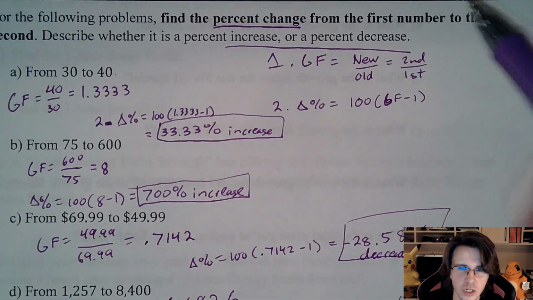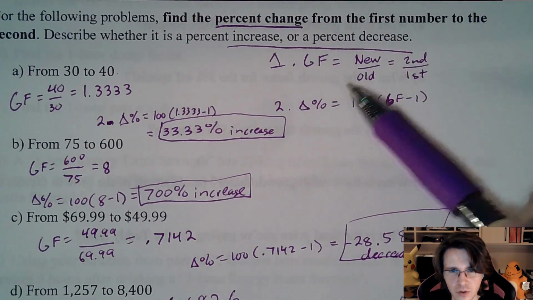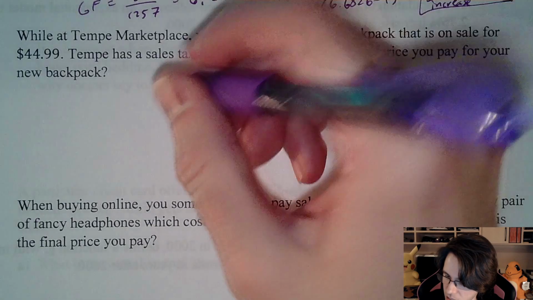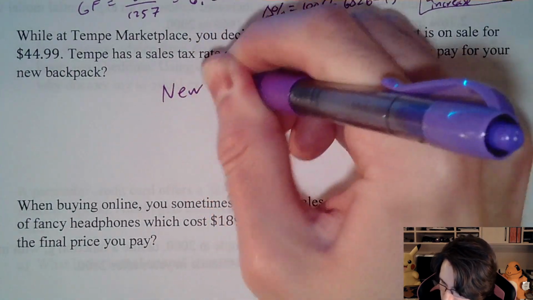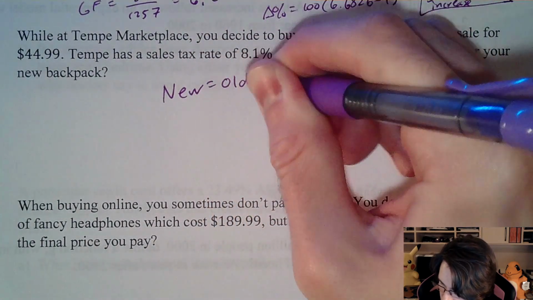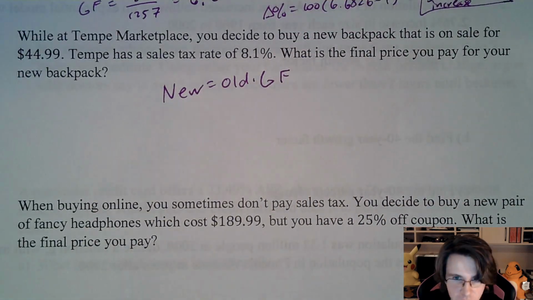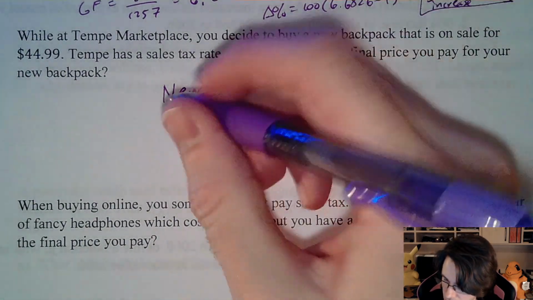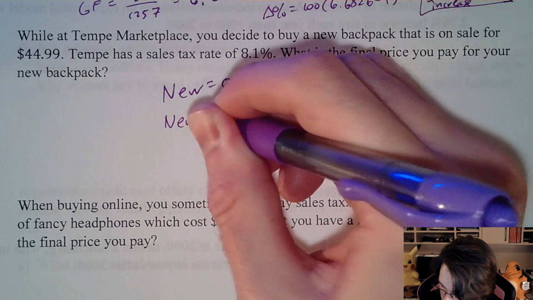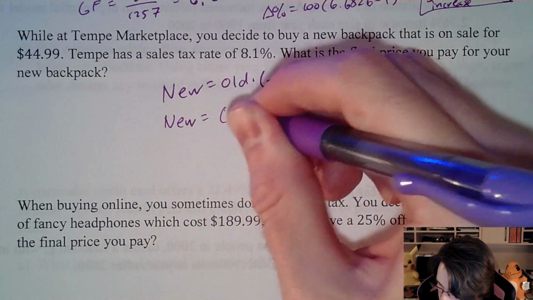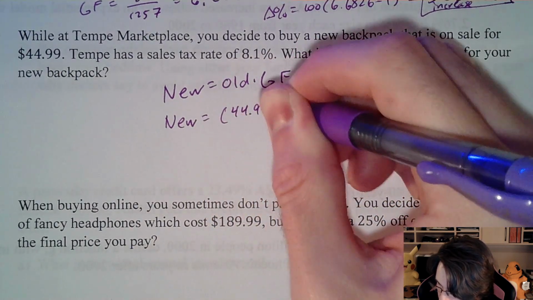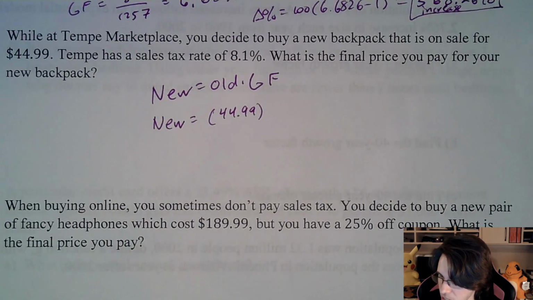So we had this equation up here, the growth factor equals new divided by old. Another way of writing this is to say that the new is equal to the old multiplied by the growth factor. So in this case, the final price you pay is what we are looking for. So we are looking for this new price, and that's going to be the old price of $44.99, but we don't know what the growth factor is. So we need to figure out what that growth factor is.